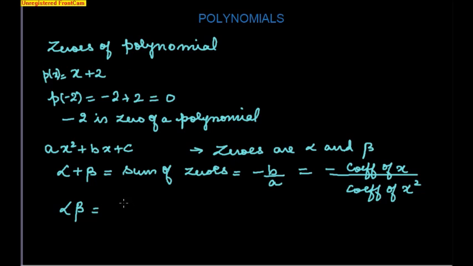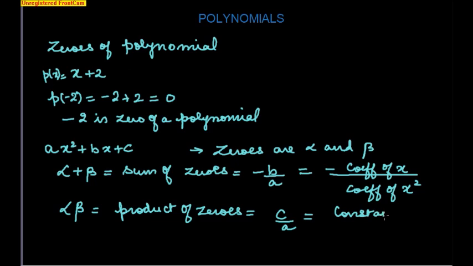Now similarly, we talk about the product of the zeros. That is alpha into beta is equal to the product of the zeros. And what is the product of the zeros? C upon a. If you see, C is the constant. So we say that the constant upon the coefficient of x square. This is the relationship between the zeros and the coefficients of the polynomial.